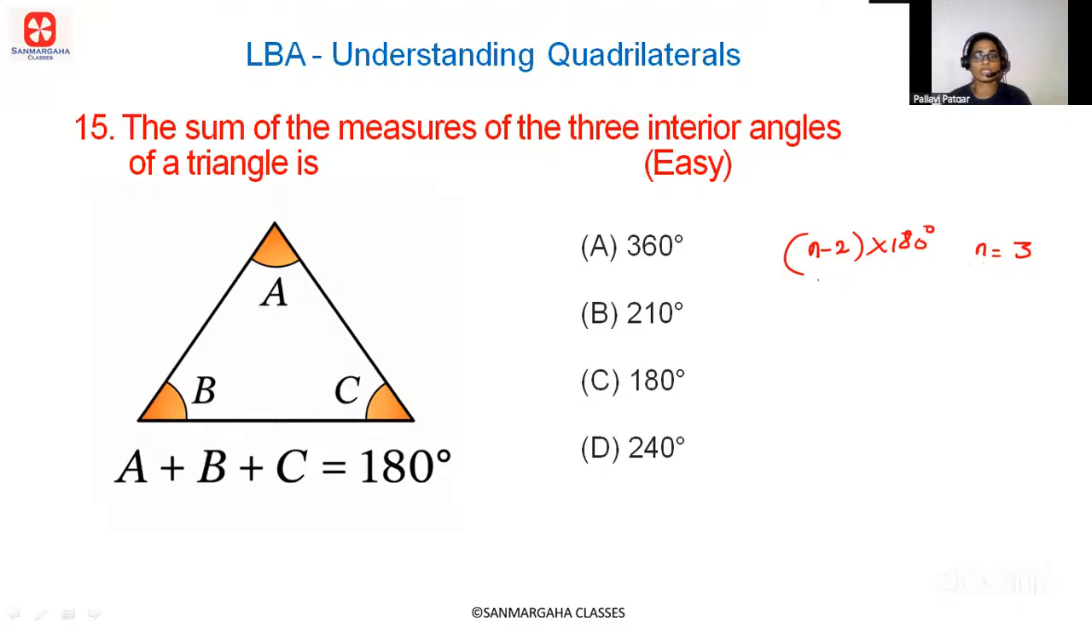So substitute this value, we'll get 3 minus 2 into 180 degree. So 3 minus 2 is 1 into 180 degree. So this is equal to 180 degree. So the sum of measure of the three interior angles of a triangle is 180 degree. Okay. So the correct option is C. Thank you.